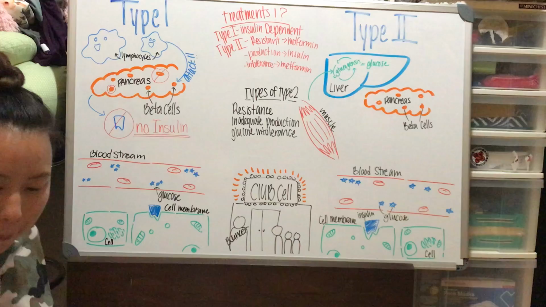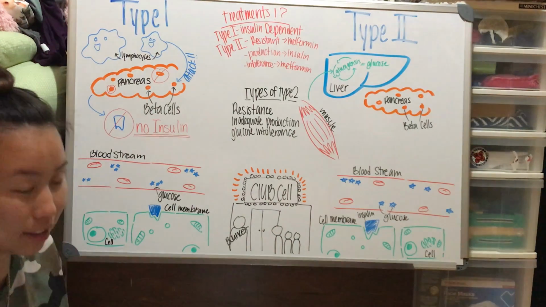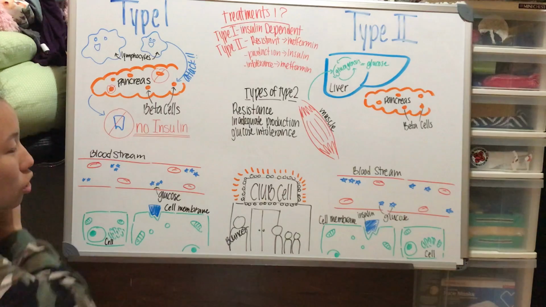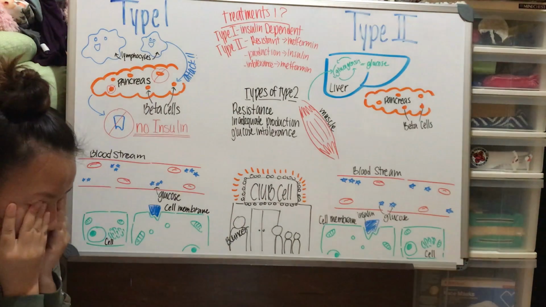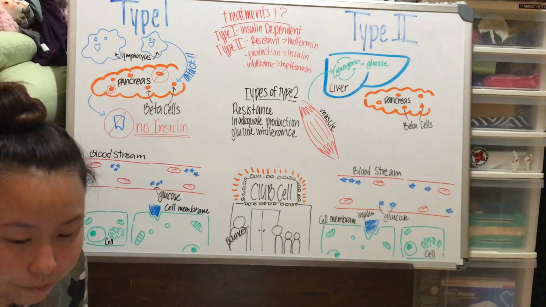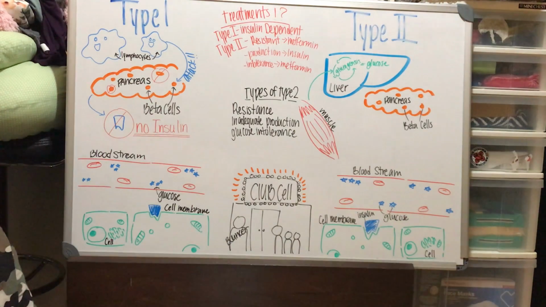I don't know if you can see me, but I'm going to explain diabetes to you, type 1 and type 2. So just the pathophysiology and just a little bit about treatment. Okay, so you have type 1 and type 2.